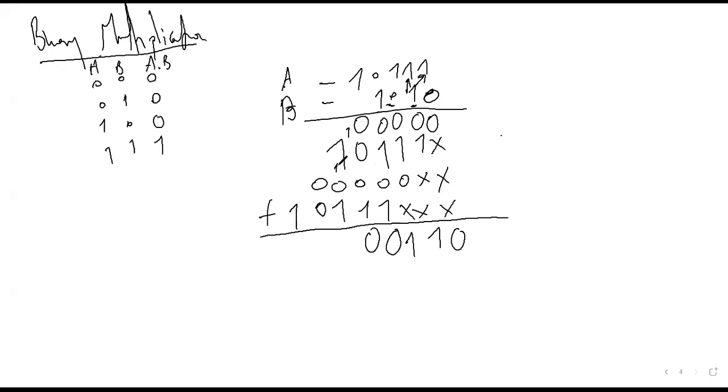We have 1 plus 1 plus 1. This is 1, carry 1. Here we have 1 plus 0, we have 1. And lastly, we have 1. I can confirm this is the correct answer. This is how you multiply two numbers.